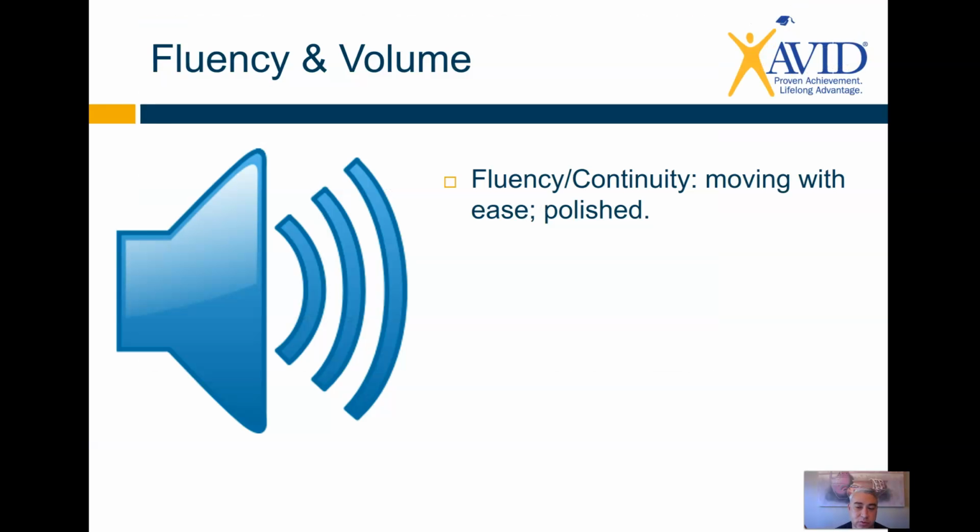All right, now the first term we're going to talk about is fluency. You can see the definition here is continuity. It means continuity, moving with ease or polished. Really what we're going to look for as we go through this unit is, are you able to give a presentation or a speech and go through the entire thing in a way that looks very smooth? Okay, so it's not choppy in any way. It looks as though it's been rehearsed. Okay, those are the types of things we're looking for.